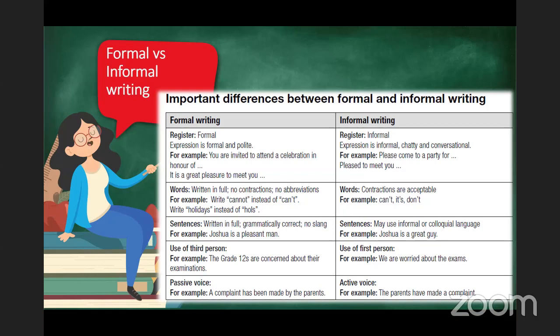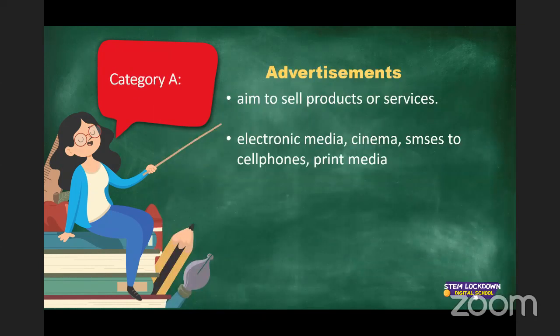So welcome. Okay, so those would be your common differences between formal and informal writing. Right, so advertisements. The features of advertisements: the aim is to sell products or services. When it comes to advertisements, you would use electronic media, you would use cinema or SMSs to cell phones, and print media when you advertise.